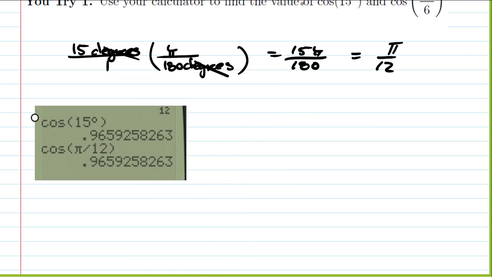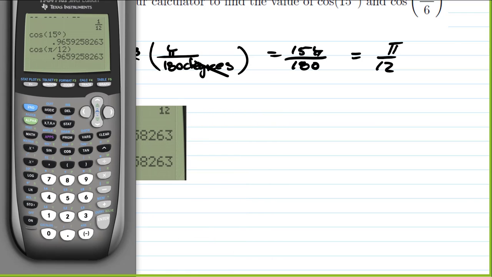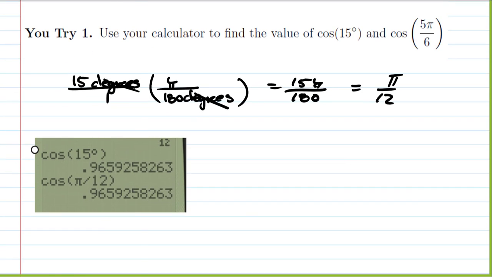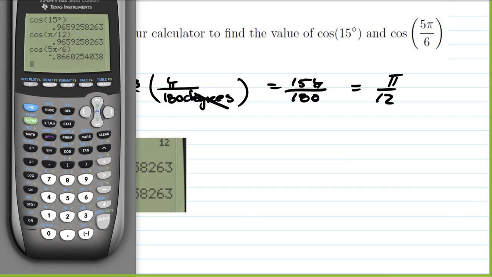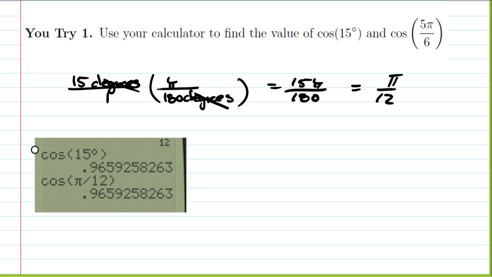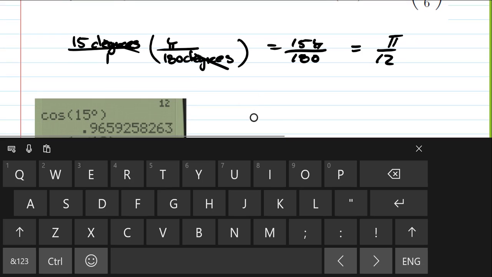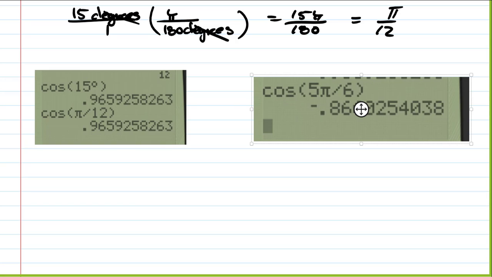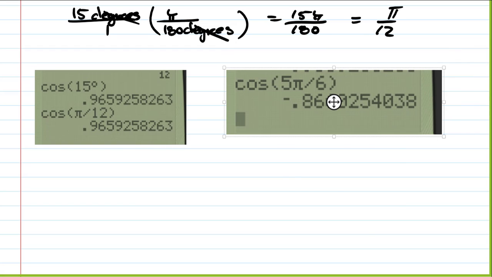And then the cosine of 5 pi over 6, so we go cosine 5 pi and divide that by 6. We get negative 0.88, and that makes sense because 5 pi over 6 is bigger than pi over 2, but less than pi, so 5 pi over 6 is in quadrant 2, and cosine is x, and the x coordinate is negative in quadrant 2.